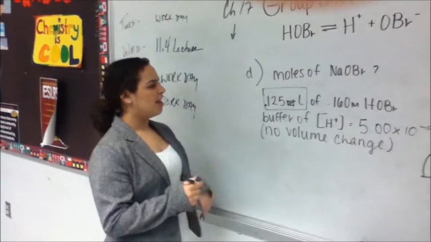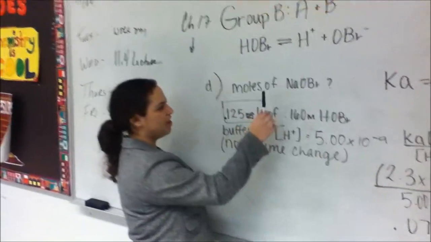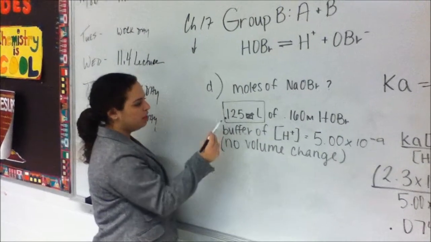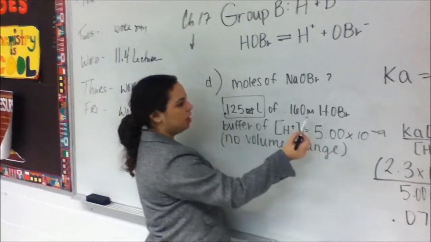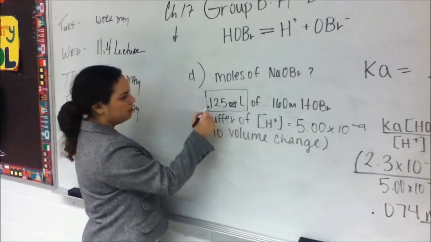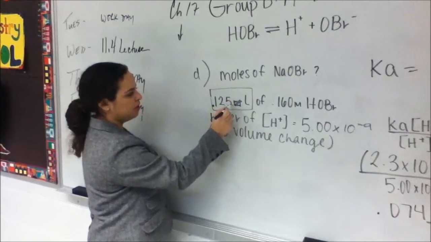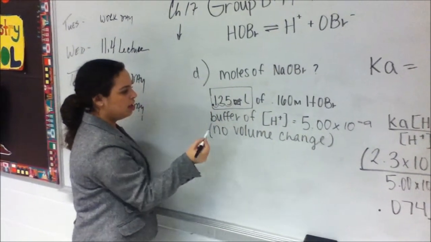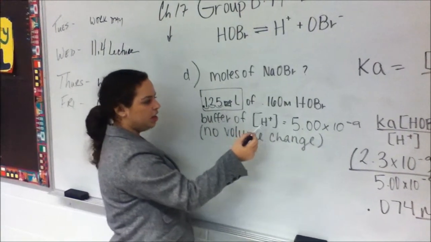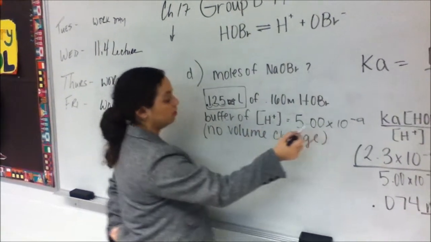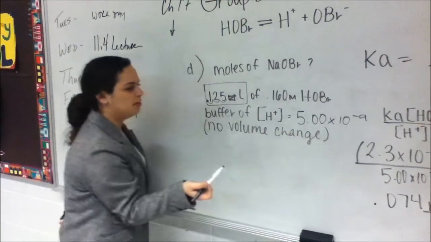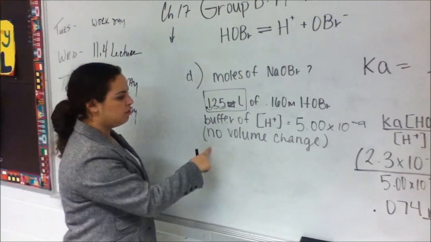The second FRQ, we are looking for the moles of NaOBr. And we're given the milliliters and the molarity of HOBr. And so we convert this to liters by moving it 3 decimal points over. And then we're given the buffer of the H plus ion, or the concentration, which is 5.0 times 10 to the negative 9, and there's no volume change.